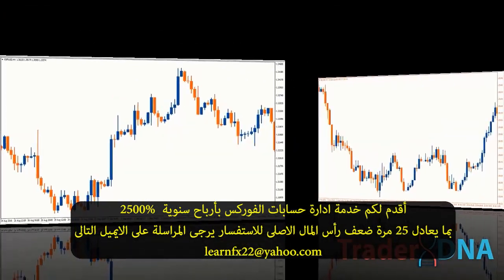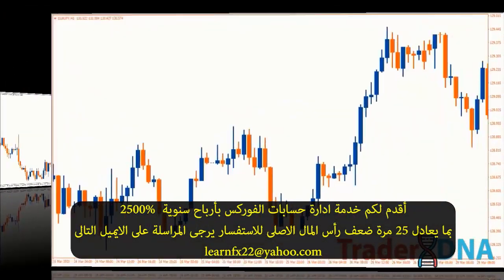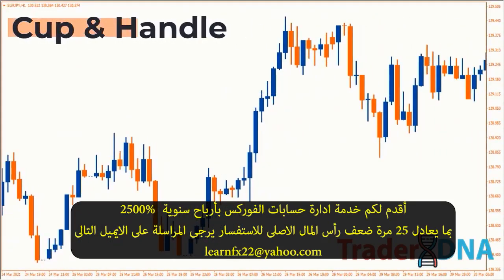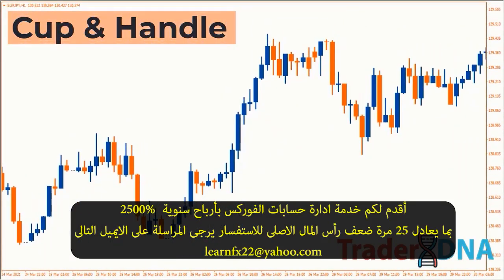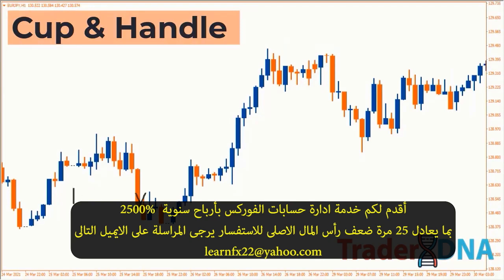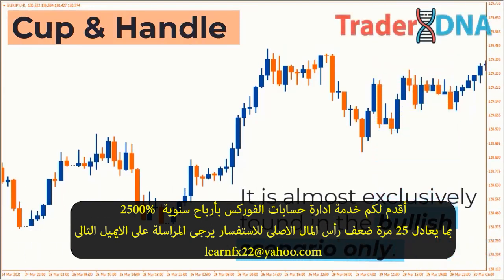Sixth, cup and handle. Unlike other chart patterns, the cup and handle pattern does not work equally for both the bullish and bearish scenario, as it is almost exclusively found in the bullish scenario only. Hence, we don't hear people talking about bullish cup and handle or bearish cup and handle, because when they say cup and handle, it is understood to refer to the bullish version.